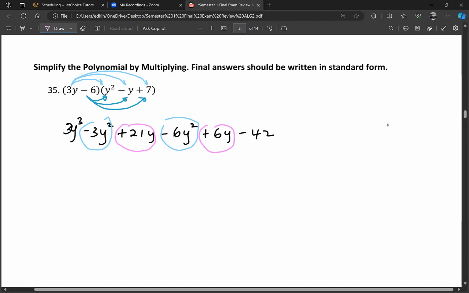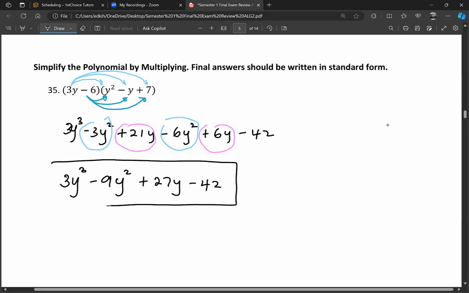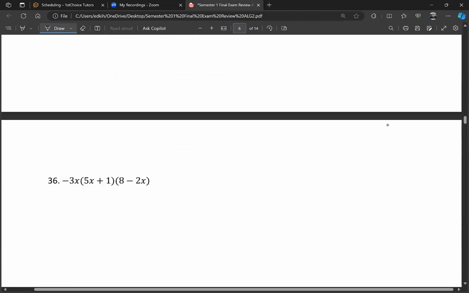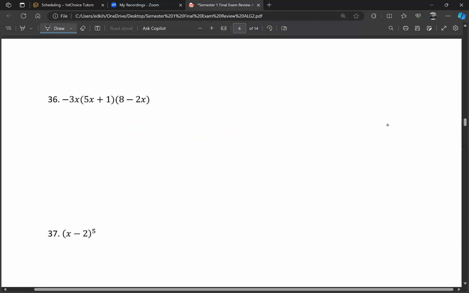Let's combine those. So our answer will end up being 3y cubed. -3 minus 6 is -9y squared. 21y plus 6y is 27y. And then you have a -42 at the end. And that is your answer in standard form. Good stuff, y'all. Keep going.